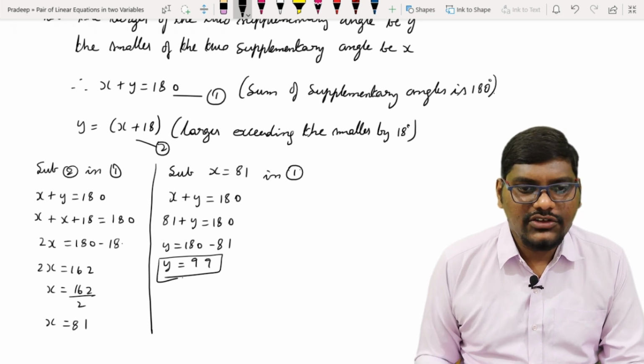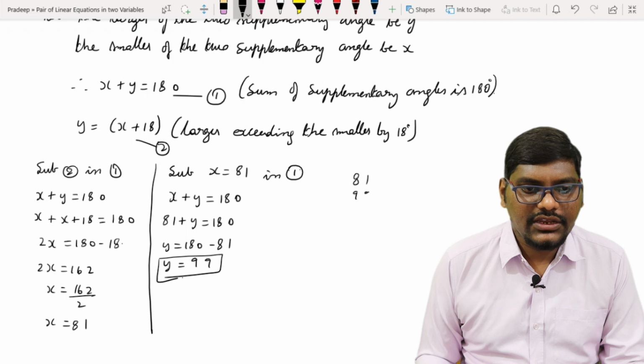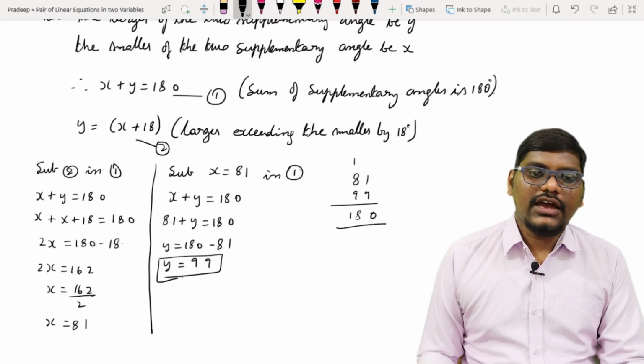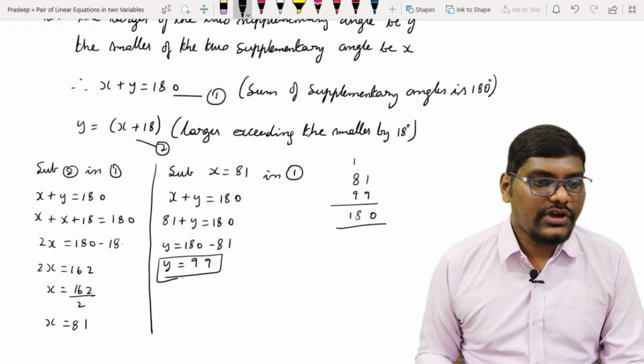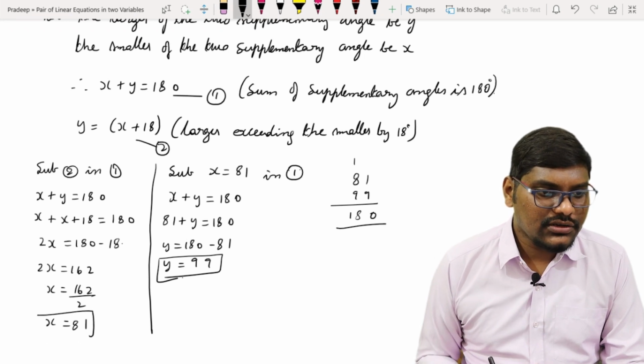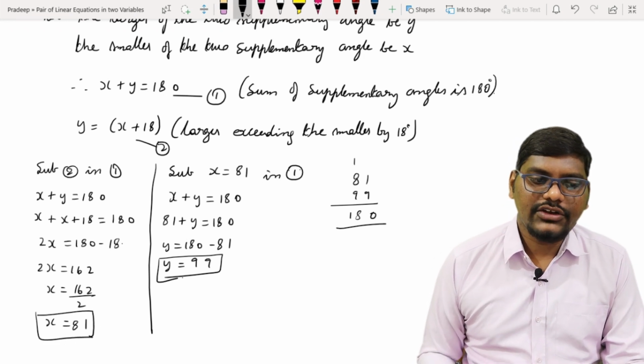So let's check the values. That is 81 plus 99, which is 180. So perfectly they are supplementary angles. The value which we got, that is 180. So x equal to 81 we got, and y equal to 99 we got.